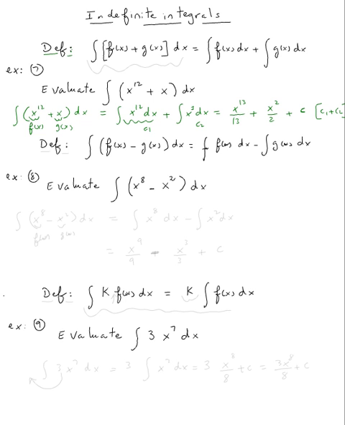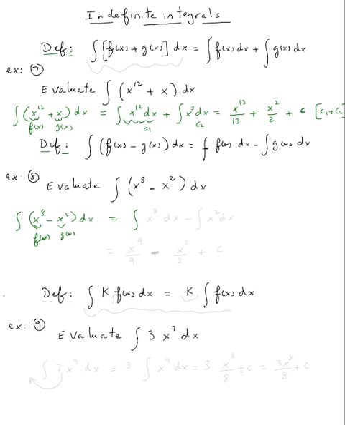Okay. Now, let's do an example where we have a difference. Here's the definition. The integral of f of x minus g of x dx is equal to the integral of f of x dx minus the integral of g of x dx. It's almost the same problem, the only difference is a difference. So for the integral of x^8 minus x squared dx, this is my f of x and this is my g of x.